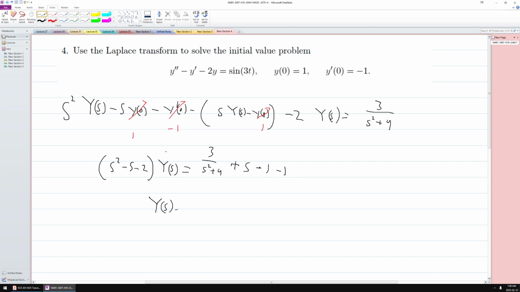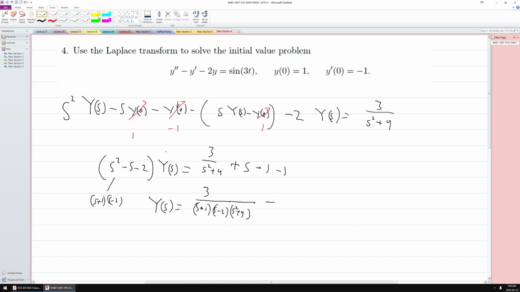Y of s is equal to... does this factor? That's kind of the question that we should check. Here I can get an s plus 1 and an s minus 2. Right? 2 times, -2 times 1 gives me the 2. If I add them, I get my 1. So here, if I put these together, I get 3 over s plus 1, s minus 2, s squared plus 9. There we go. So I get all of these guys.